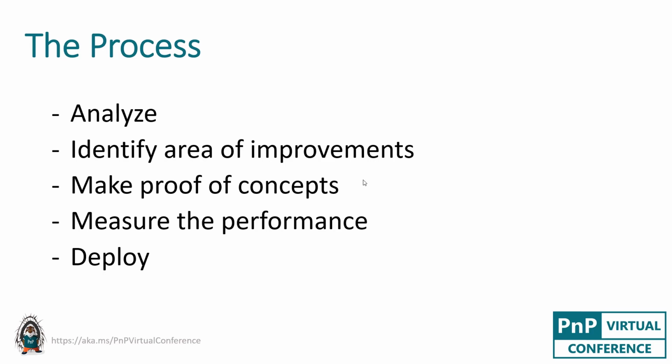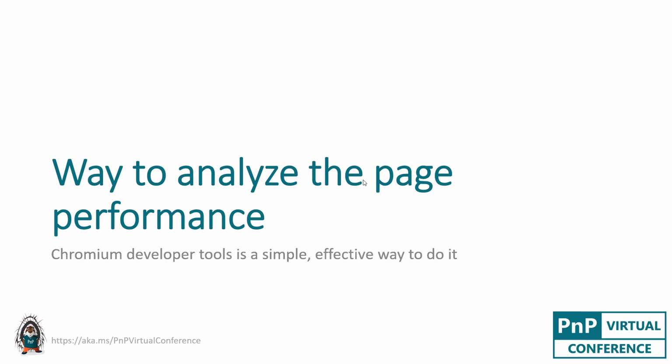And this is the process we've taken. We had to do our analysis first, and then we had to identify areas of improvement, make some proofs of concept, and then see if that is going to work. Now, the first thing is analyze. One way to analyze your page performance is simply by opening the developer tools on any Chromium browser, like Edge, and see what is there.